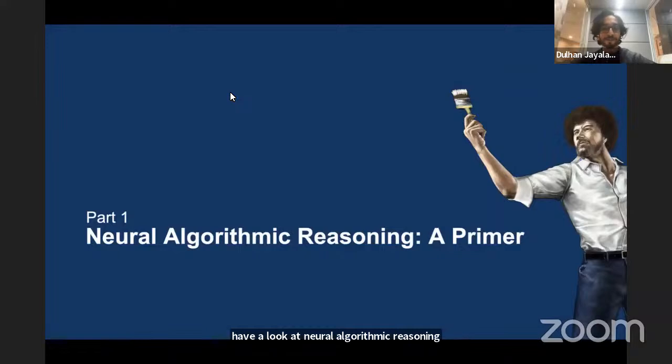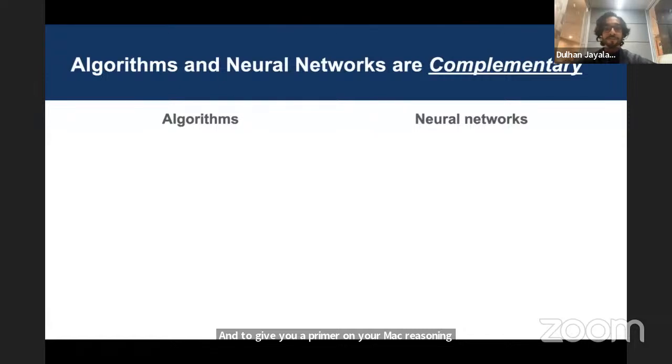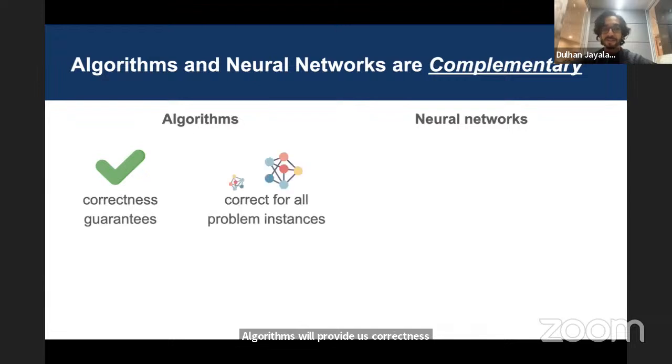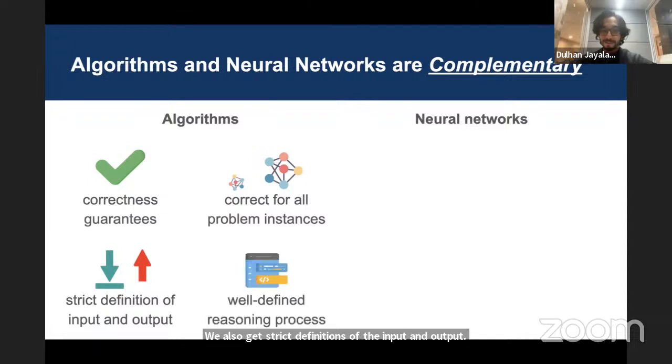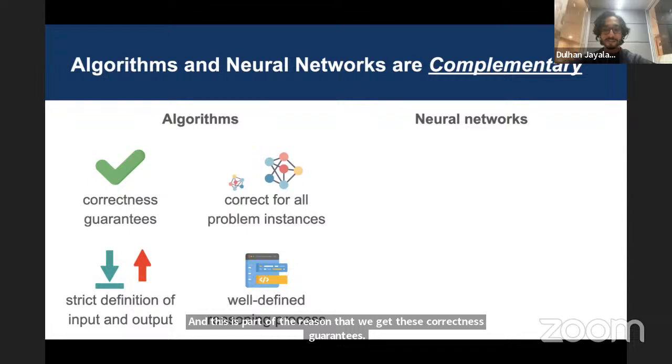To give you a primer on neural algorithmic reasoning, we need to talk about algorithms. So let's first consider the properties of algorithms and neural networks. Algorithms provide us correctness guarantees, and with those we also get correctness for problem instances of all sizes. So if I gave you a list of size 4 and we applied a sorting algorithm, it would be correct for that size 4 and also for a list of size 100. We also get strict definitions of the input and output, which is part of the reason that we get these correctness guarantees. And we also have a well-defined reasoning process.